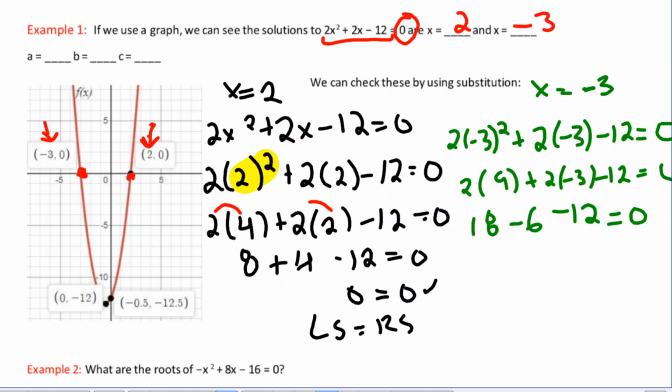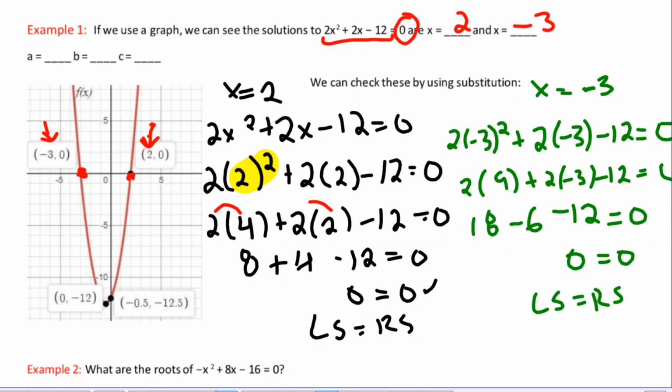And when I ask myself, what is 18 minus 6 minus 12? Well, again, it gives us 0. And left side equals right side. That means that x being negative 3 is also a solution that satisfies this equation. These are the only two values that are going to do this.